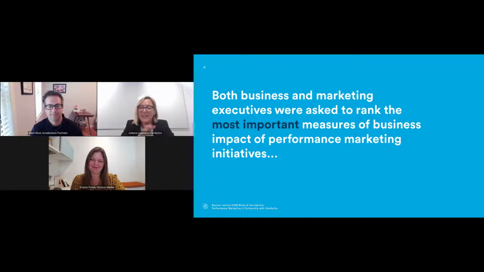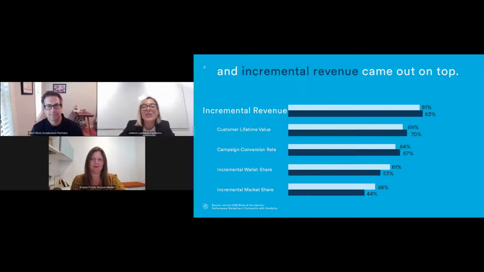All right, let's set the stage with a few data points. A recent Cardlytics and Incisive survey asked business and marketing executives to each rank which metrics were most important to them when evaluating the impact of marketing investments. There was almost universal agreement. Incremental revenue is the singular most important metric in the minds of business and marketing executives alike.